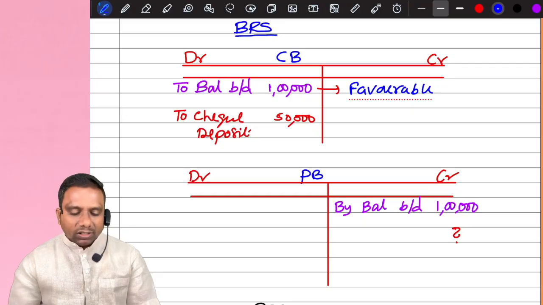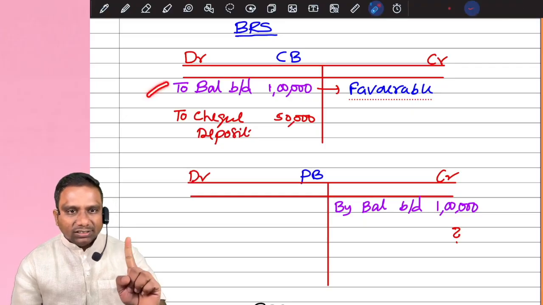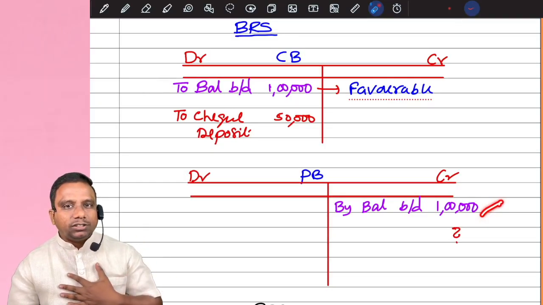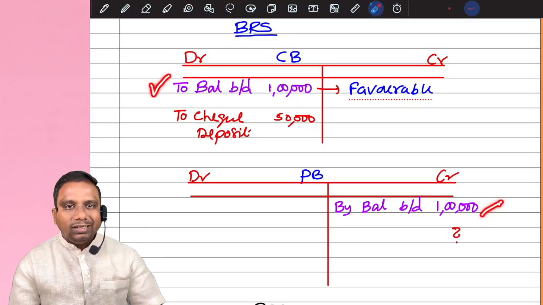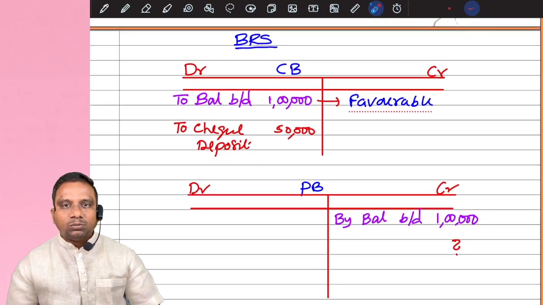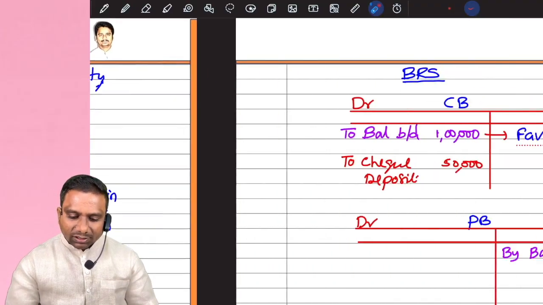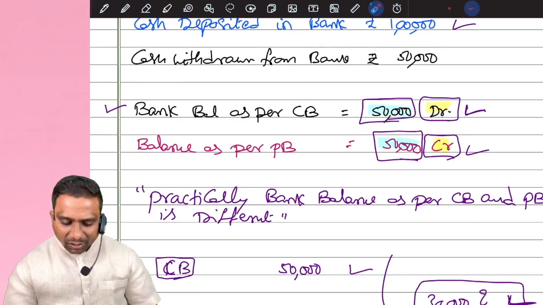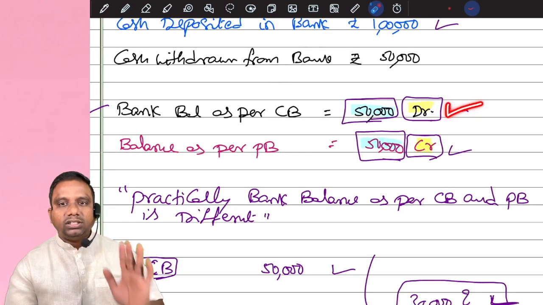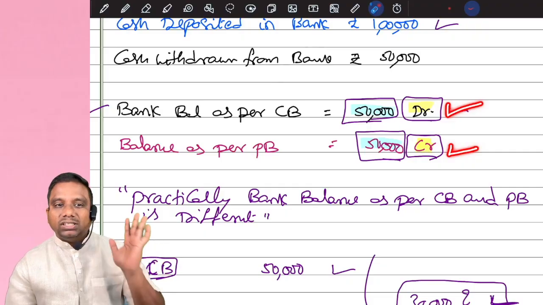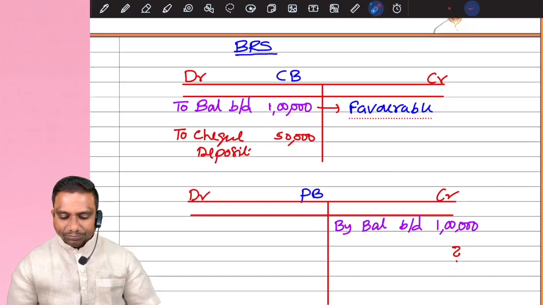First, we assume that when the cash book is showing a debit balance, automatically the passbook shows a credit balance. This is our assumption. When the cash book shows a debit balance, the passbook shows a credit balance, the opposite, for the same amount. We have discussed the same in this example. Look at the bank balance as per cash book, 50,000 debit. Bank balance as per passbook, 50,000 credit.